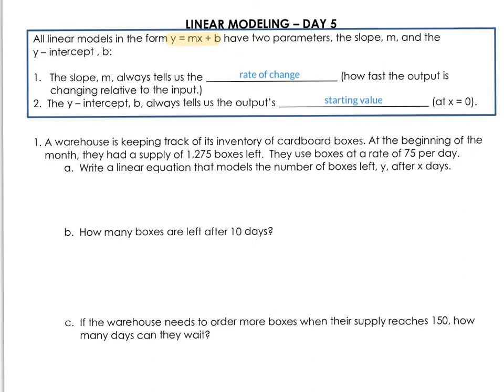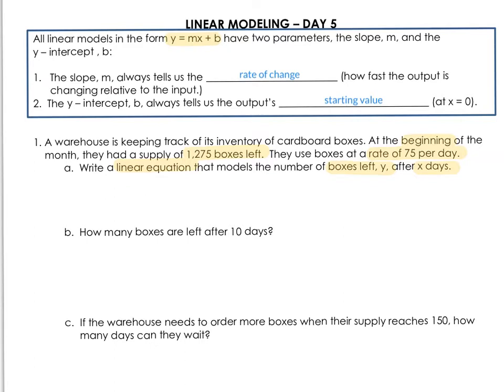We have a warehouse that is keeping track of its inventory of cardboard boxes. At the beginning of the month, they have a supply of 1,275 boxes left. They use boxes at a rate of 75 per day. Now we want to write a linear equation, and I know it's linear because it has this constant rate of 75 per day. That's a constant rate of change, so that's a slope. That will model the number of boxes left, y, so they're telling us our variables here also. We're going to use the boxes left as y, and x is the number of days.